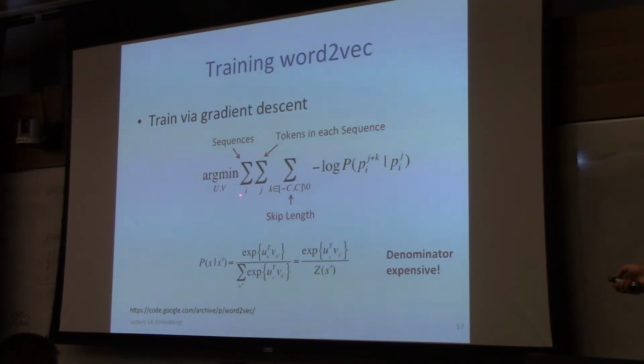So i indexes over sequences of words in our training set. j indexes over locations in each sequence. And again, this is minimizing negative log likelihood. This is maximizing likelihood. And all these models are maximizing the likelihood of a model. It's just what is the model structure. And the model structure here is the skip-gram model, which is, given any word, I want to predict the neighboring words.